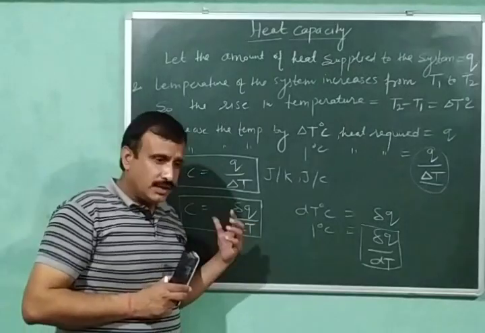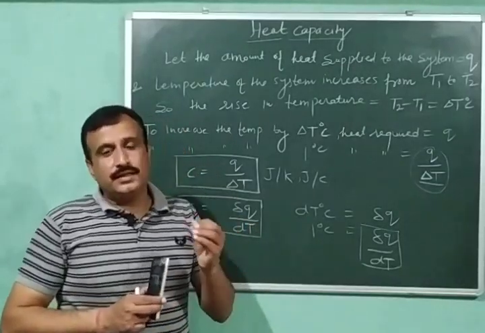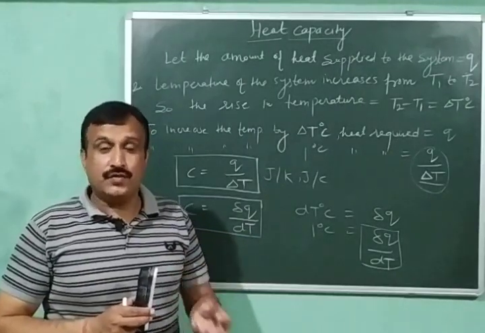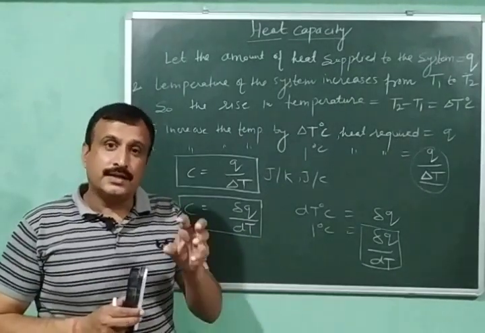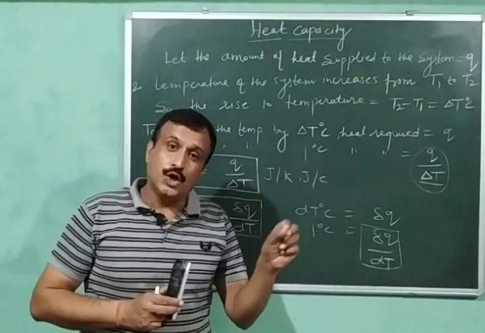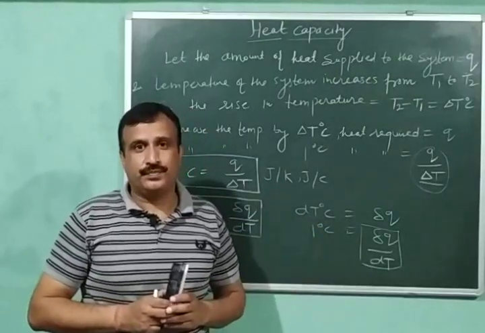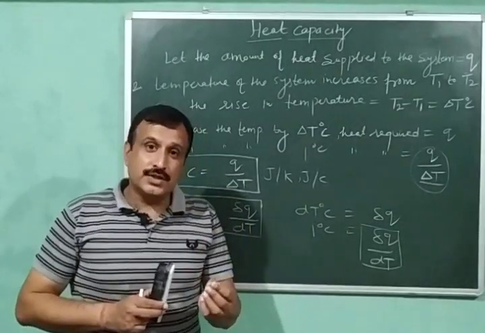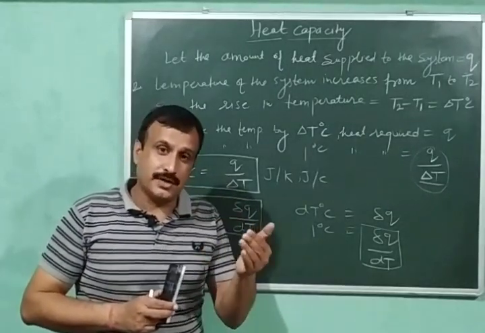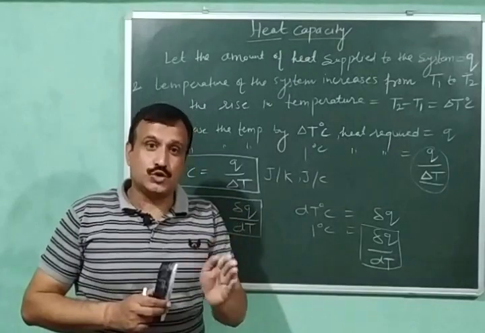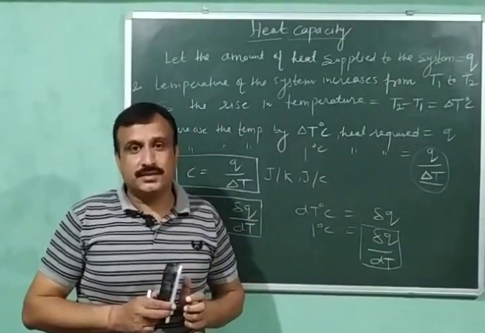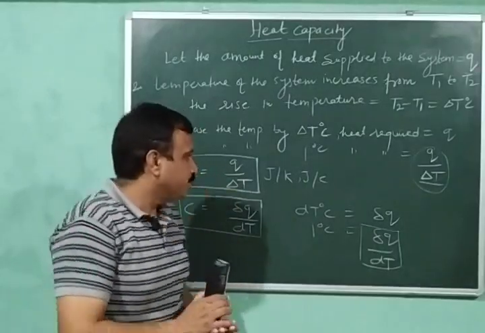We know that heat is a path function. Heat is not a state function. So if heat is a path function, then certainly heat capacity would be a path function. Then to know its value, conditions like constant pressure and constant volume have to be specified, because these conditions define the path. Let us explain it.